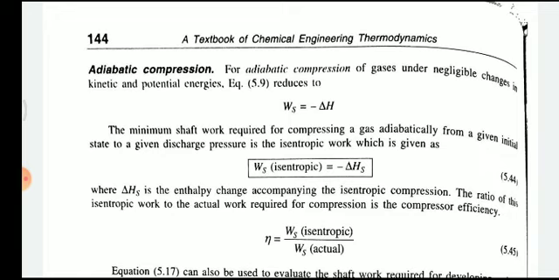The minimum shaft work required for compressing a gas adiabatically from a given initial state to a given discharge pressure is the isentropic work, which is given as Ws isentropic, that is delta H of S, where delta HS is the enthalpy change accompanying the isentropic process, isentropic compression.